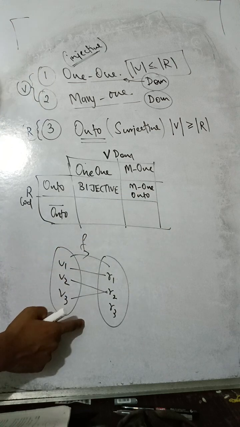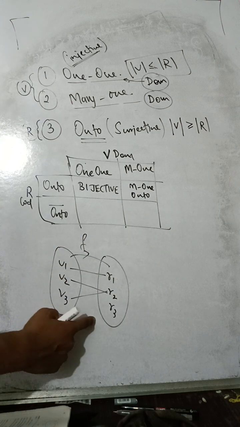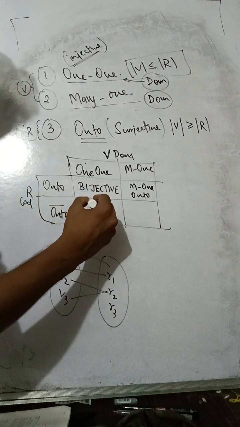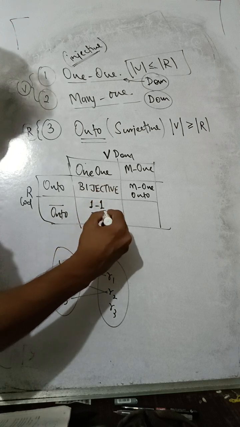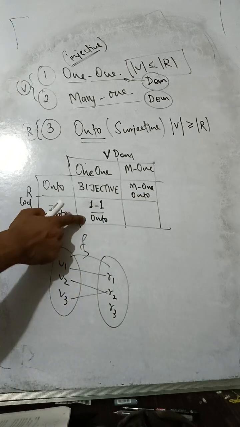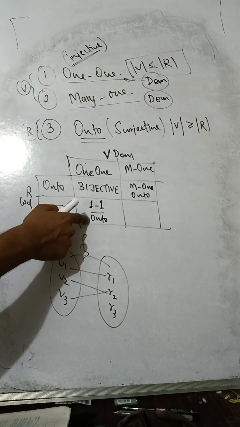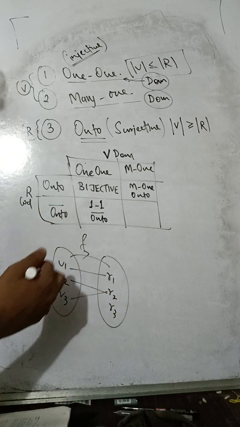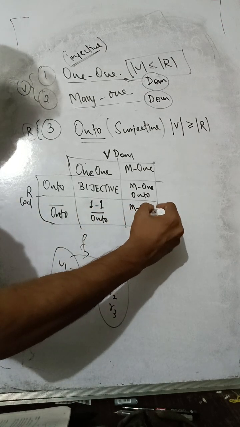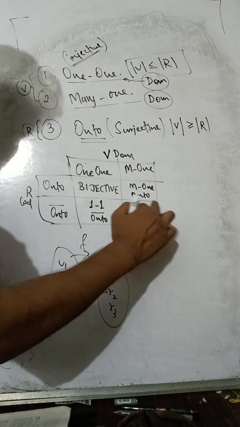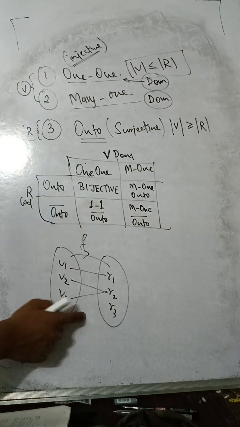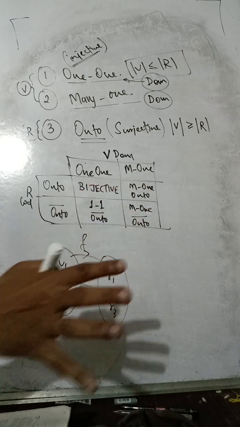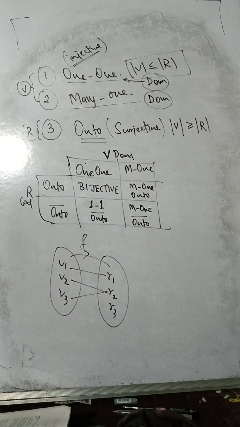Suppose this is not a many-one onto, this is simply a many-one and not onto function. So this is a one-one and not onto function, and I'm just using the notation of onto complement. It means not onto. And this is a many-one and not onto function. So we have these four categories of functions: a bijective function, a many-one onto function, a one-one not onto function, and a many-one not onto function.